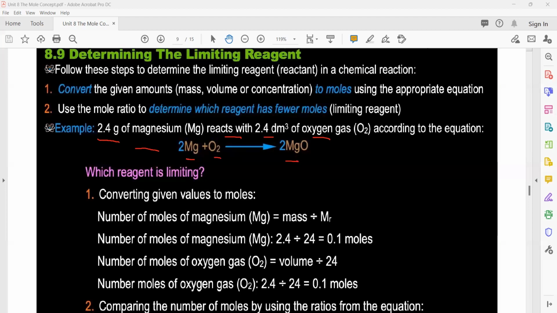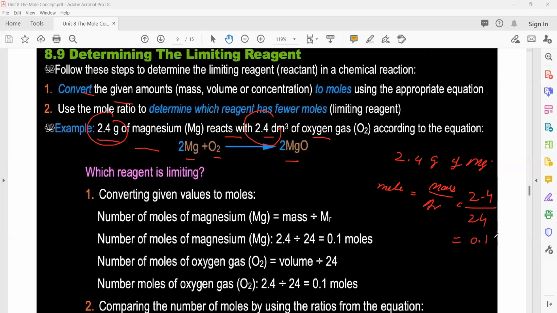So now you have given mass and you have given volume. What is the first step? Convert them into moles. Now, how much? 2.4 grams of what? Magnesium. If I want to convert into moles, how will I find moles? Mole is mass over Ar. What is mass? You have 2.4. What is Ar of magnesium? 24. So when you find the answer, 0.1 mole. So this is the mole of magnesium.